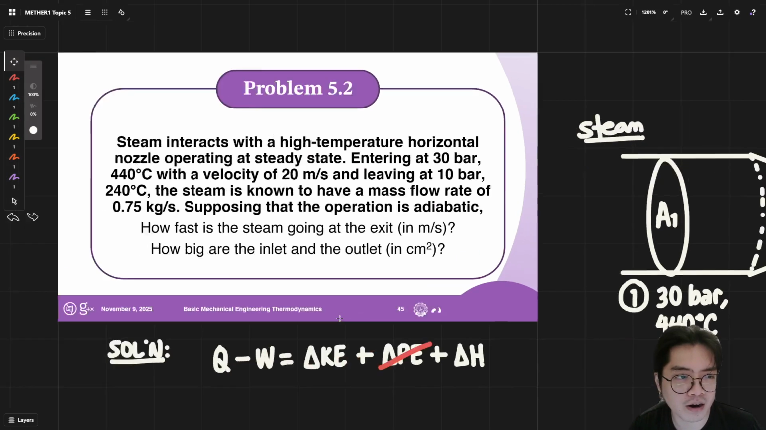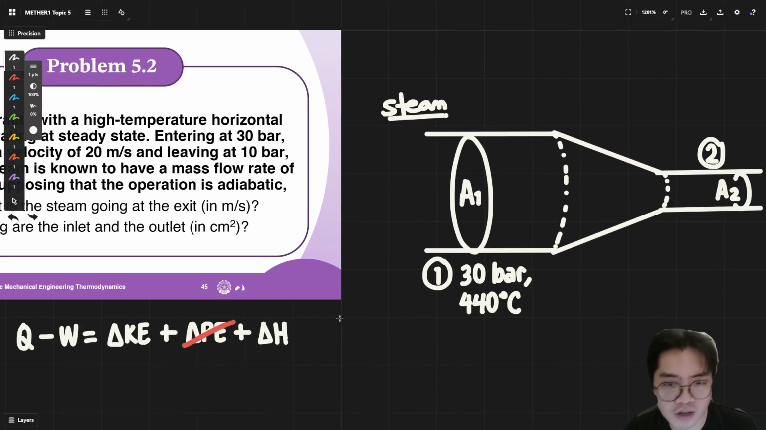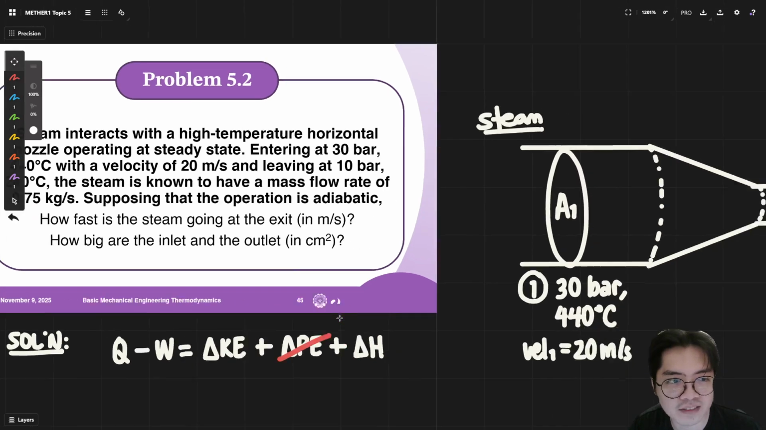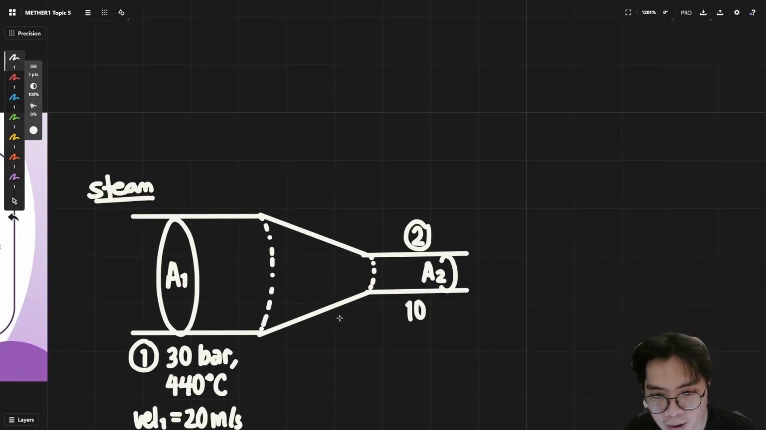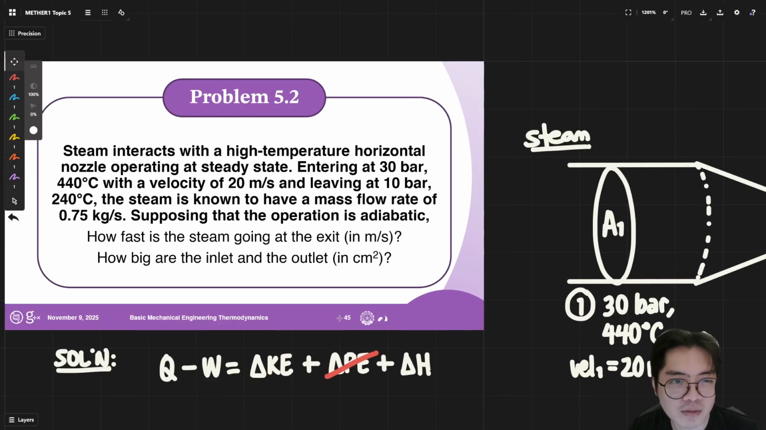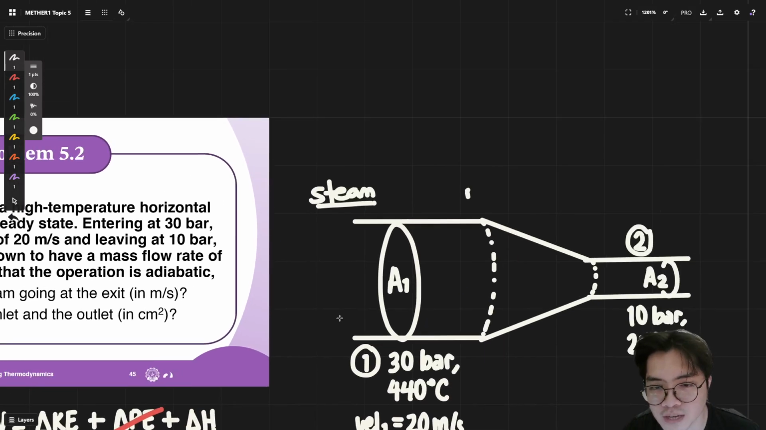Entering at 30 bar, 440 degrees Celsius with a velocity of 20 meters per second. Vel 1 is 20 meters per second. And leaving at 10 bar, 240 degrees Celsius. The steam is known to have a mass flow rate of 0.75 kilograms per second. So that's actually a lot of steam, right?